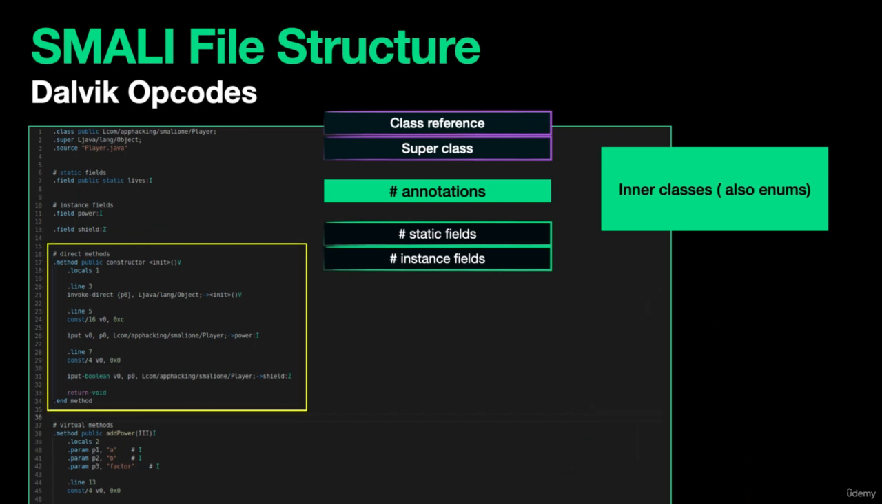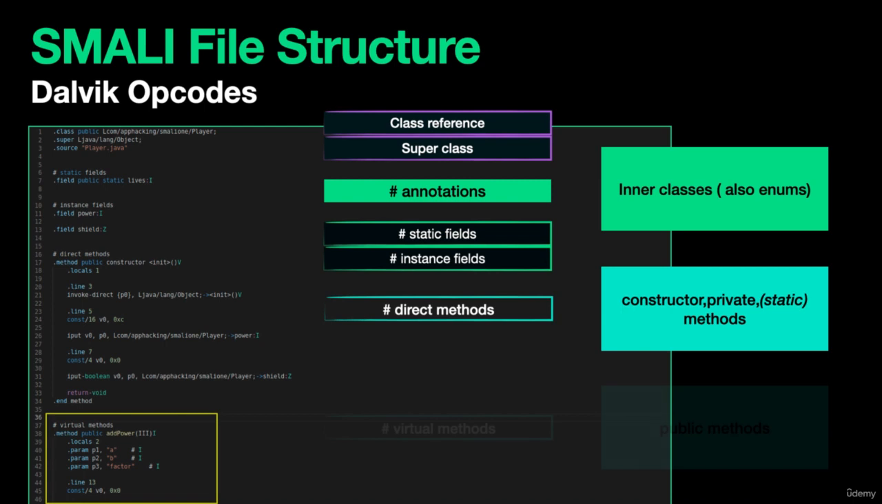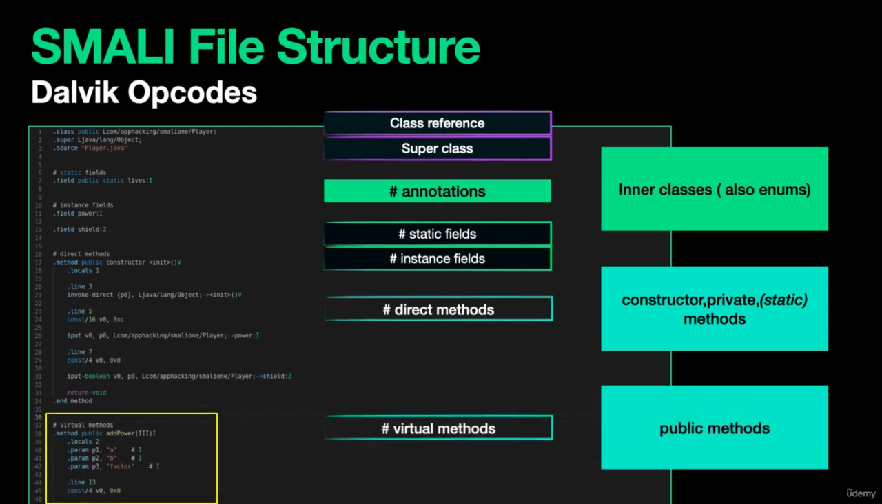Next, we've got a new hashtag, and this one starts with direct methods. And this one is regarding private methods, static methods, and also constructors. Regarding static methods, this is a little bit special because the Dalvik bytecode has a certain reference for this one, so we do not find static methods in there. In this case, we can focus on constructors and private methods. Okay? And finally, we've got the virtual methods, which means we've got our public methods over there. And that's all. This is the whole Smali file structure.